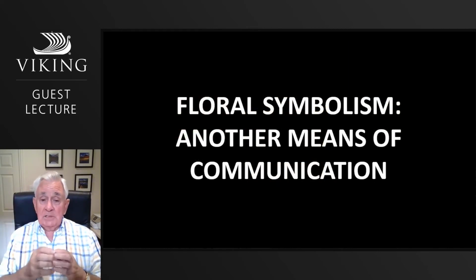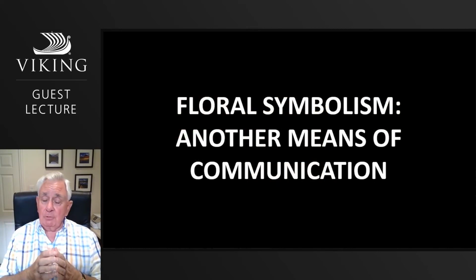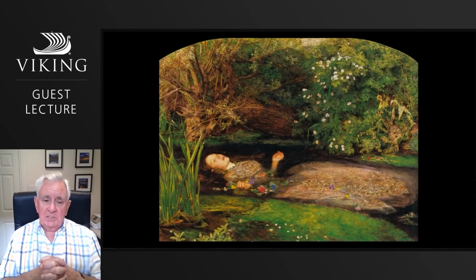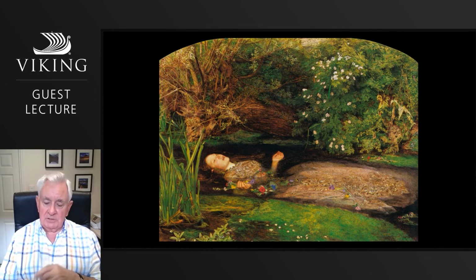Now, let's move on to the third part, floral symbolism. And this takes many forms. This is a painting by Sir John Millais, and it's of the death of Ophelia. For those of you who know your Shakespeare, you'll remember that Ophelia was Hamlet's kind of dippy girlfriend, and she commits suicide. And this is a painting by Millais, and you might think, yes, a nice painting, but everything in that painting has a significance.